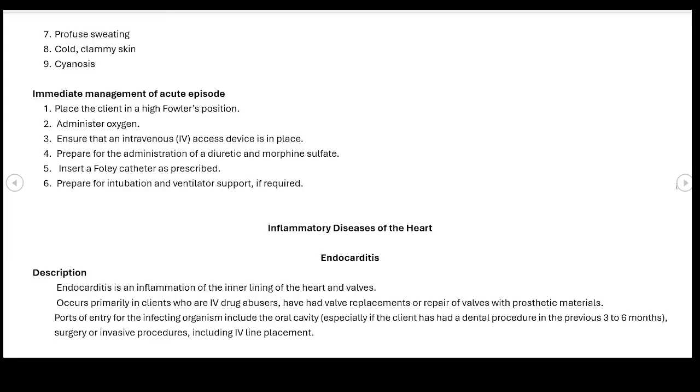So those are the things that I want you to remember when it comes to the heart problems. The next one I'm going to talk about later is going to be the inflammatory diseases of the heart, where I'll be talking more about endocarditis, myocarditis, and also what we have, endo, which is the innermost part. So endocarditis, myocarditis, and I think we'll talk about that later.